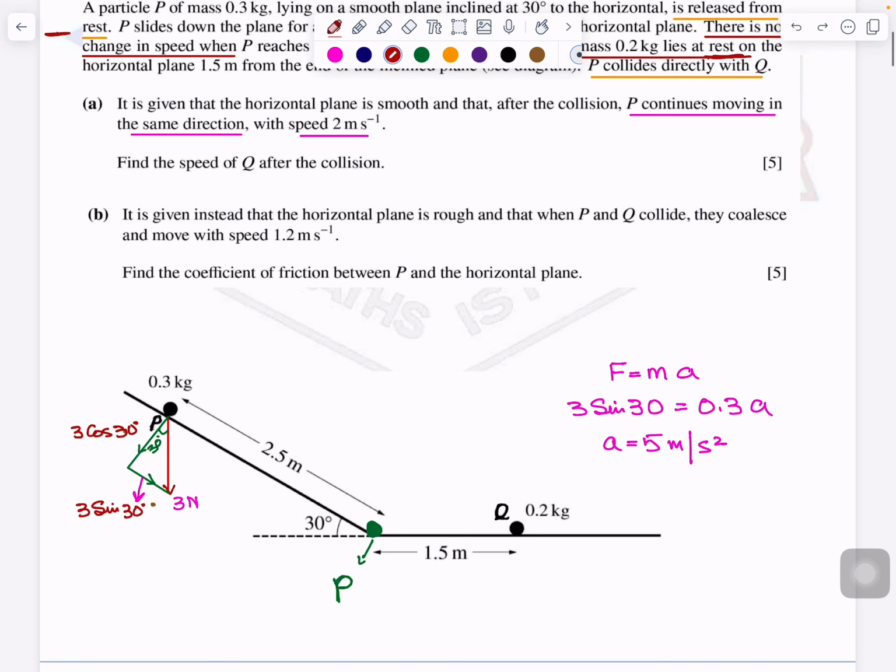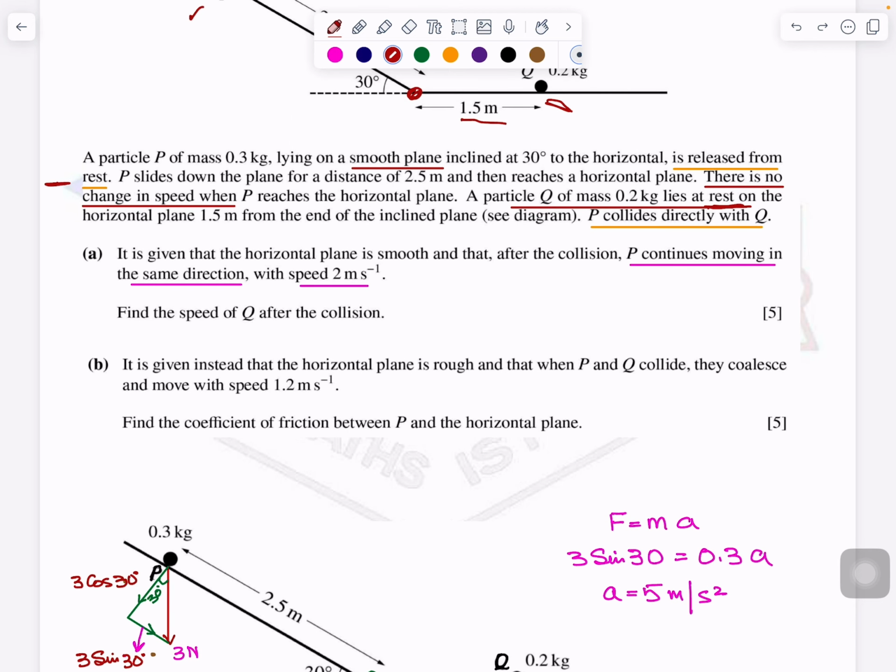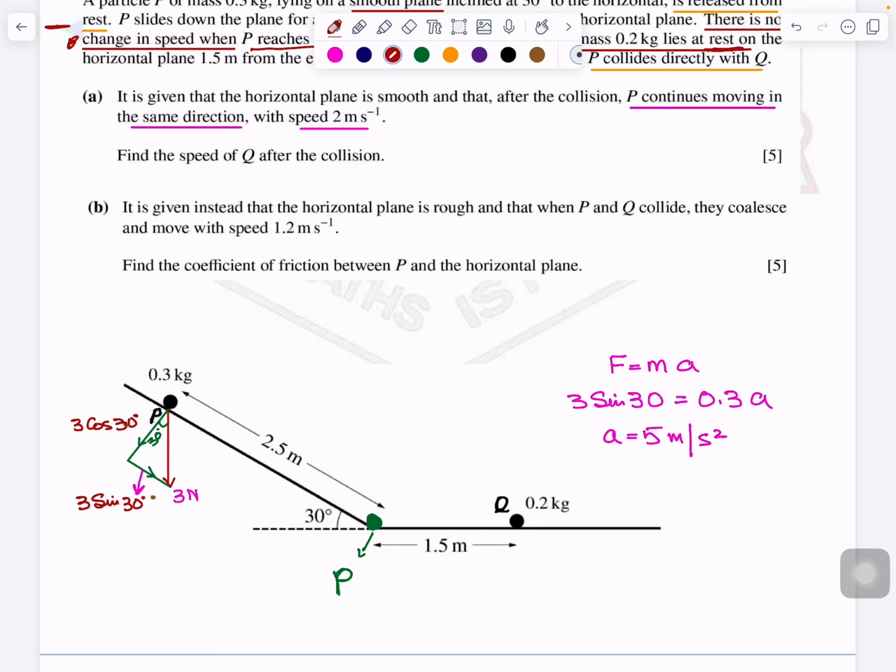So let's start. I am drawing this diagram here again because the question has given one very important information. If you see second line, there is no change in speed when P reaches the horizontal plane. So that's why I need to find out the speed of this particle when it reaches here. For that, I'm using Newton's second law of motion. Now if you see here, I have done resolving this particle weight, which is 3 Newton, into horizontal and vertical component along with plane, right? So you can see here this line is 3 cos 30 and this is 3 sin 30. I'm sure you know that.